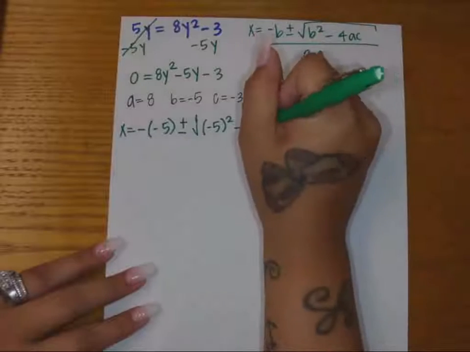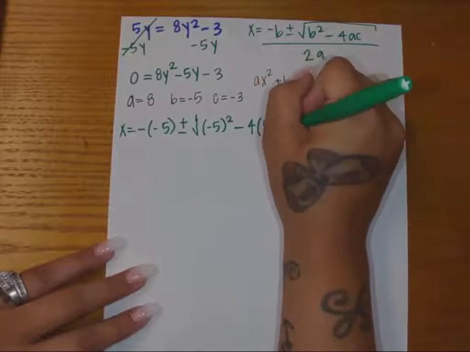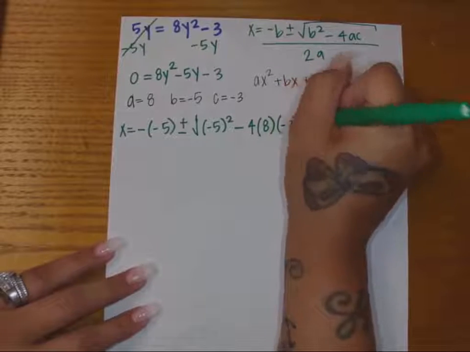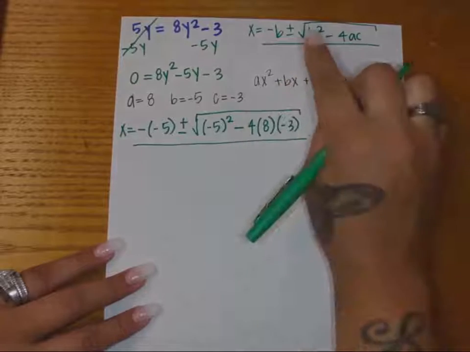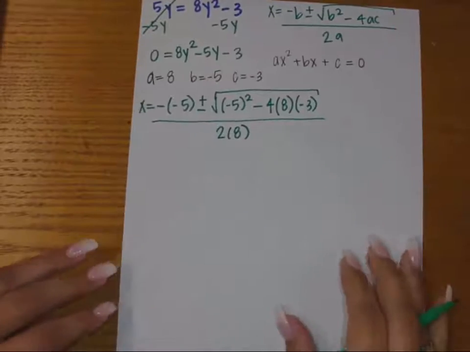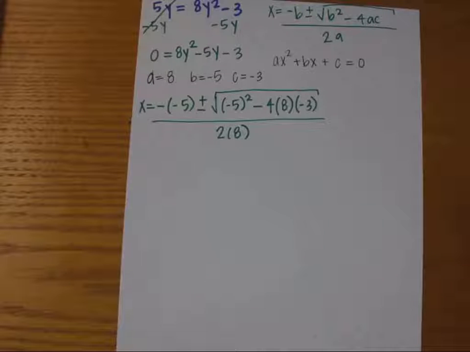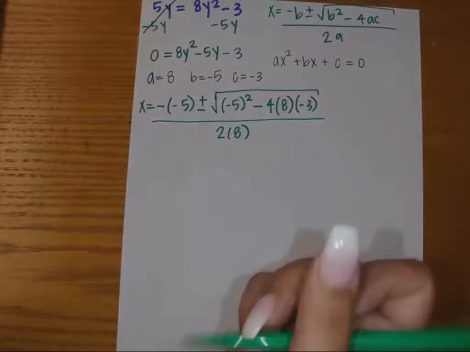And then 4 times A, which is 8, times C, which is -3. I'm going to close this, and this is all over 2 times A, so it's 2 times 8. Okay? So now what we're going to go through here is basically the order of operations. I'm going to look to see, do I have any signs that I can look at? Do I have anything that's being squared, which I do, and I do. So let's go ahead and further simplify that.